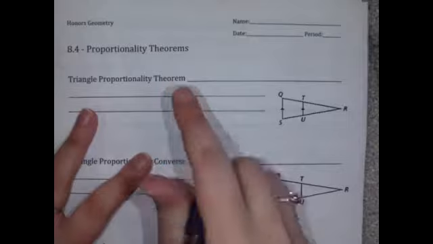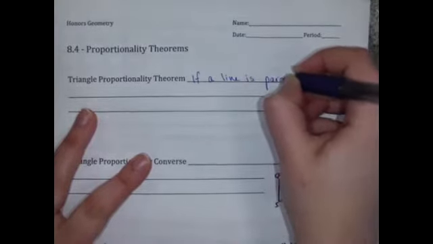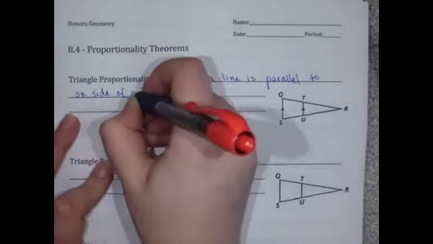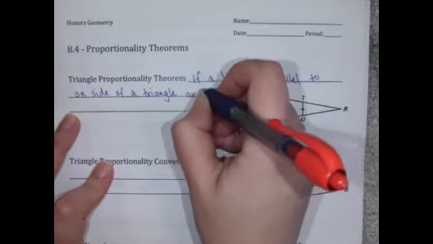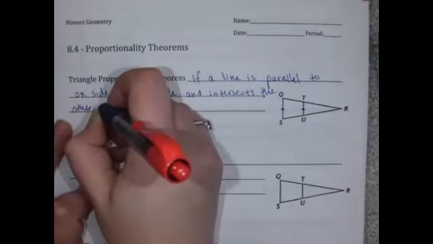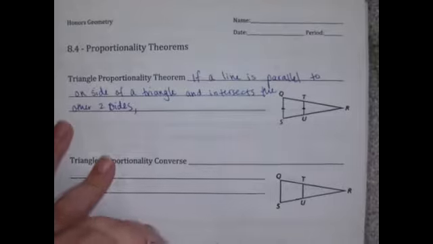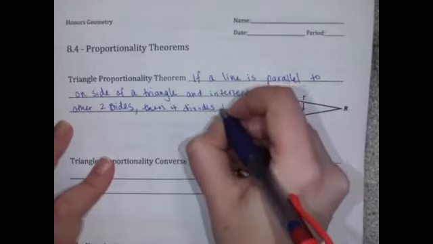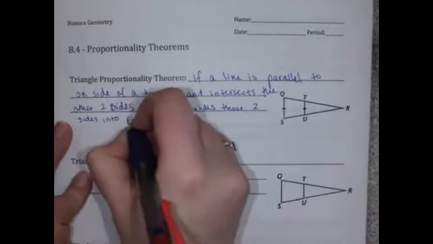The triangle proportionality theorem says that if a line is parallel to one side of a triangle and intersects the other two sides, then it divides those two sides into proportional pieces.